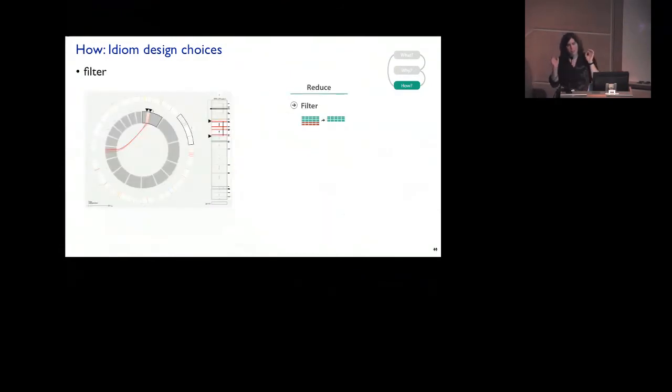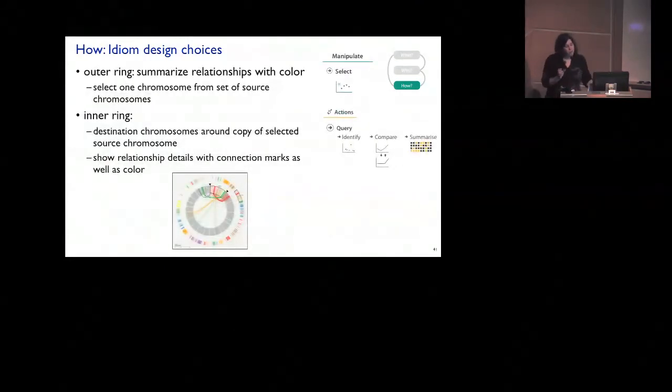There's also filtering. If you can't see everything at once, how do you usefully filter down the amount of data shown? We had some interactive filtering that you saw in the video. So what we ended up doing is on the outer ring, we summarized with color, and then once you select a chromosome, on the inner ring we show for that selected chromosome the relationships between that and all the others. We don't try to show you everything about the entire genome at once. The visual clutter would be too much. So we have this idea of selection of something of interest and then filtering.